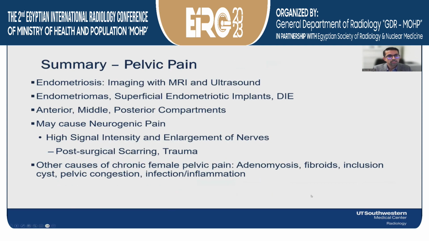So to summarize, we talked about endometriosis. We talked about the different types of endometriosis lesions. We talked about the 3 compartments. We talked about neurogenic pain, looking for the high signal intensity and enlargement of the nerve. And then we talked briefly about other causes of chronic pelvic pain, including adenomyosis, fibroids, inclusion cysts, pelvic congestion, and infection or inflammation.